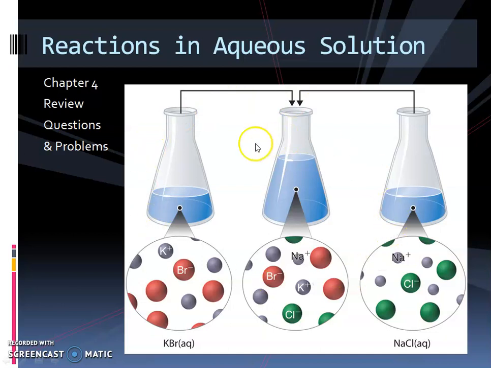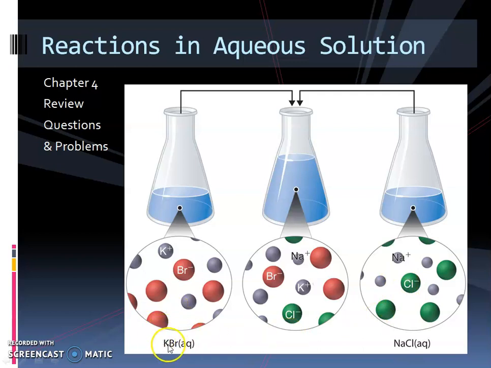So first, let's look at this picture. It looks like we have a solution of KBr. So again, on the molecular level, what would that look like? And it looks like we're going to put it in this new flask and mix it with NaCl. And again, if we look on that molecular level, really what's going on with NaCl. So we have potassium bromide in ions, and we have sodium chloride or salt in ions.